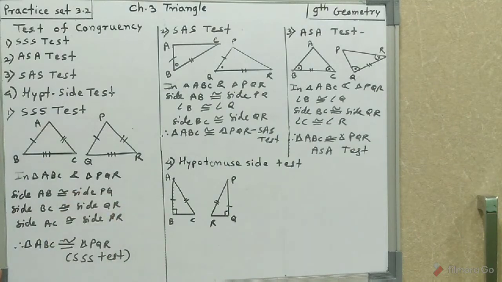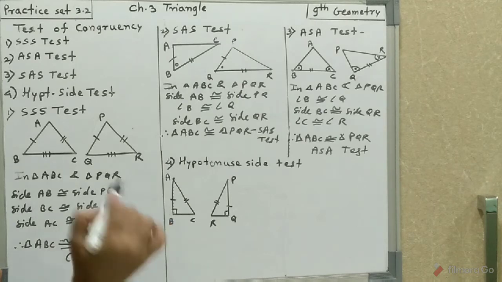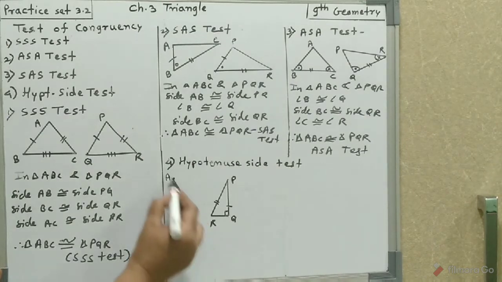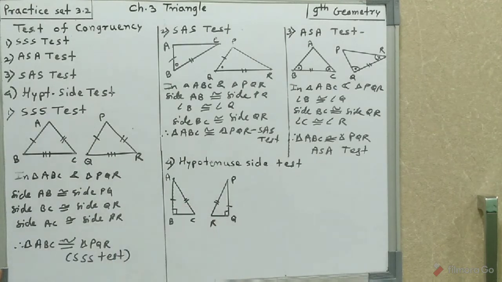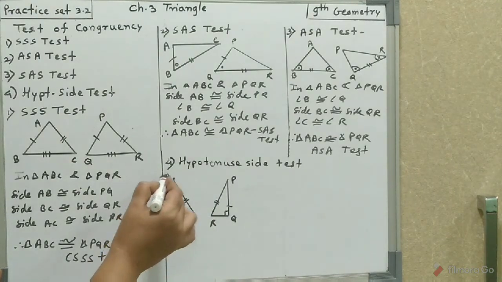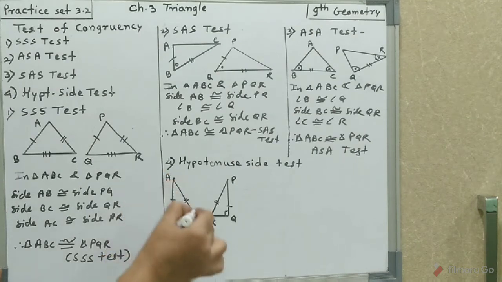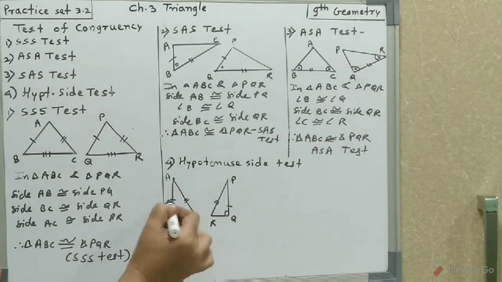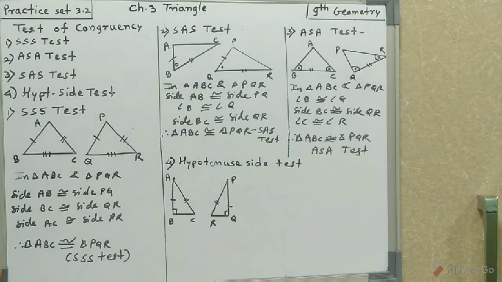Now the last one, that is the hypotenuse side test. So in triangle ABC and triangle PQR, angle B and angle Q are right angles. Now the hypotenuse is opposite this right angle, this is the hypotenuse, this is also the hypotenuse. So the hypotenuses are equal, means here AC equals PR, and one side, that is AB equals PQ. See the equal signs. So this property is called the hypotenuse side test. This is the last property.